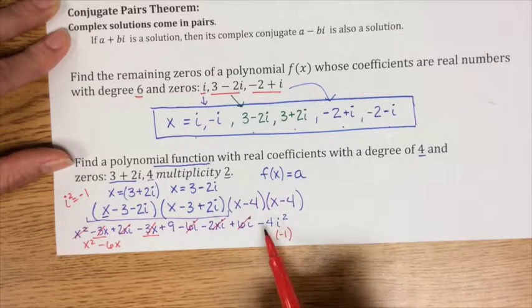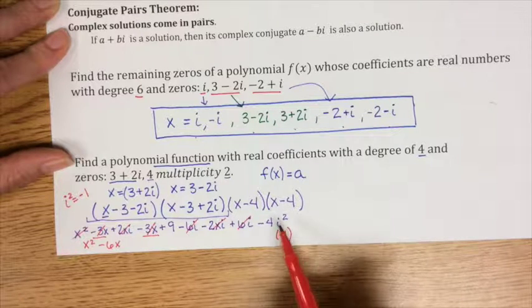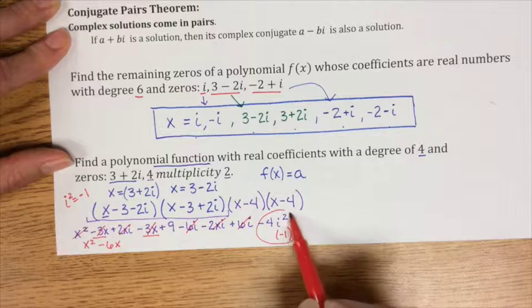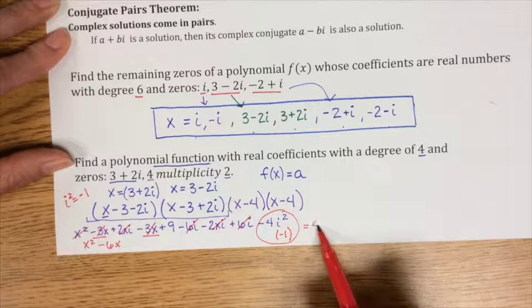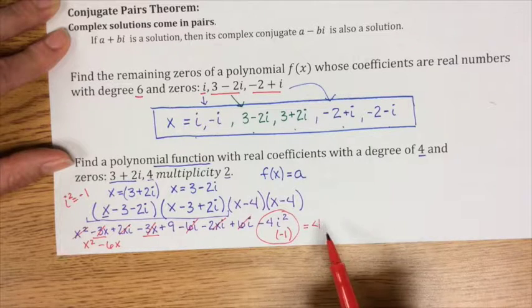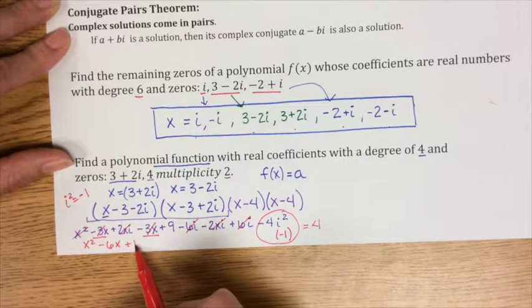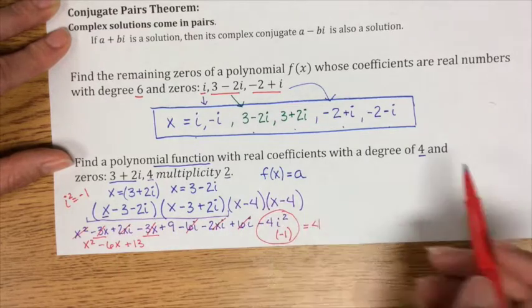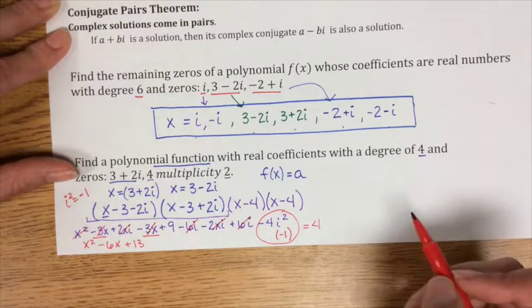And then over here, you have negative 4 times negative 1. So this is actually positive 4. So all of this together equals positive 4. So plus 9 plus 4 gives you plus 13. Okay, now I'm going to move this over here a little bit.